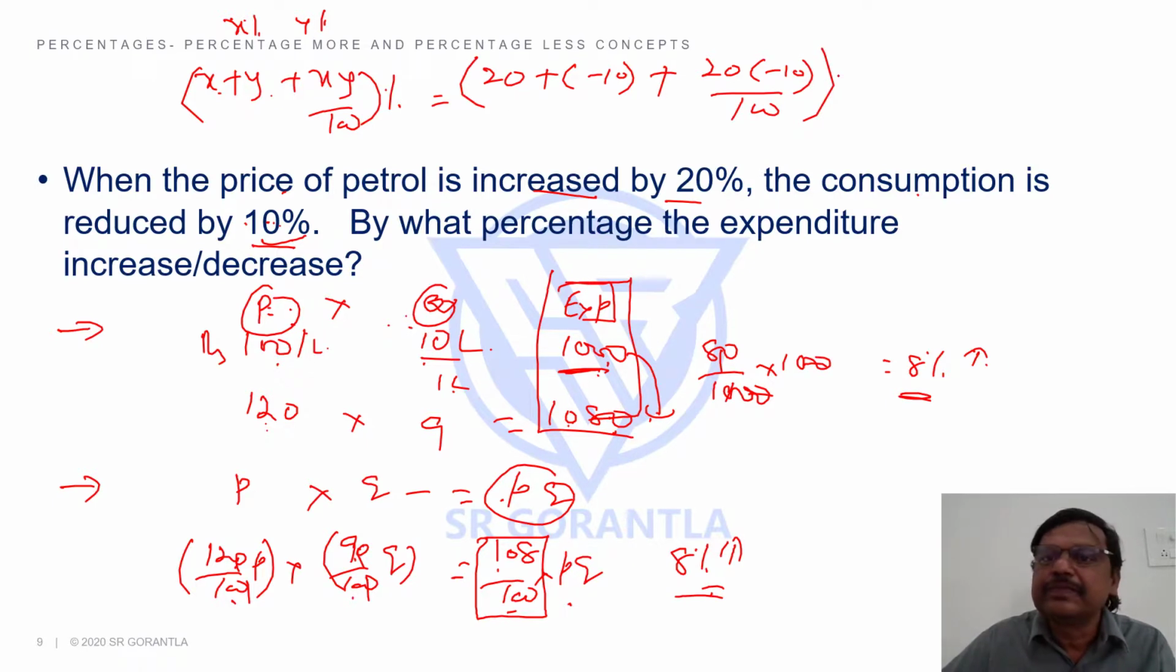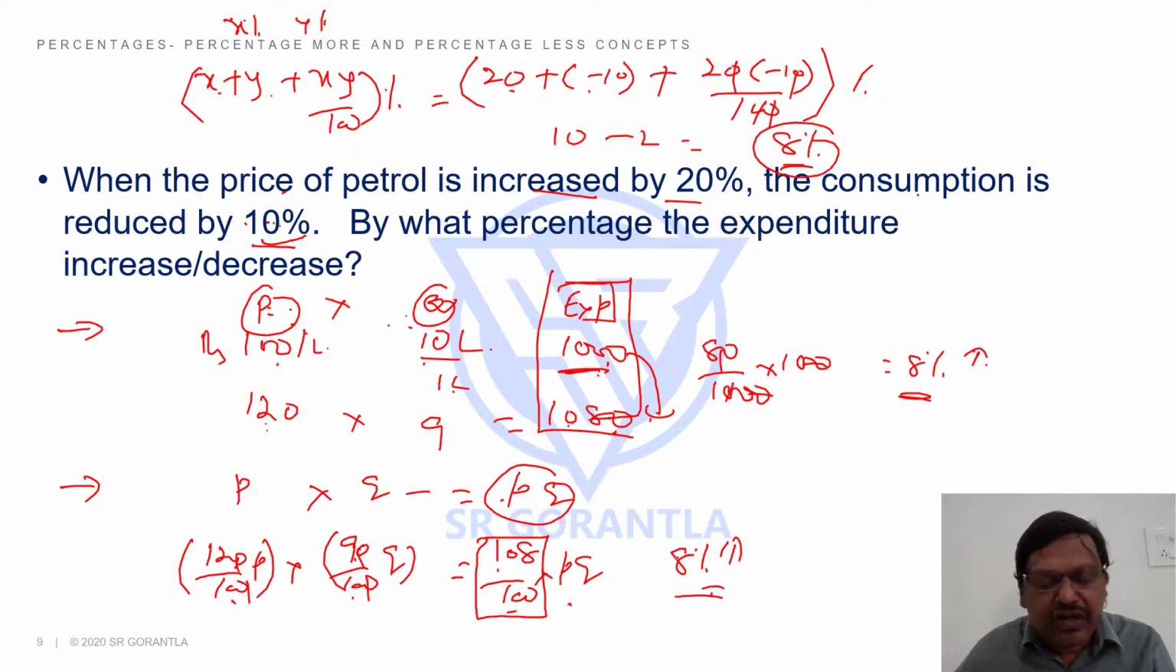This is the answer. So what happens? 20 minus 10, 10. This is how much? 2 into minus 1, minus 2. So my answer is 8% is the increase. Have you not got the same? This is the third approach. Done? So when can we use this formula? If the result is the product of the two changes. Right? Okay, students.